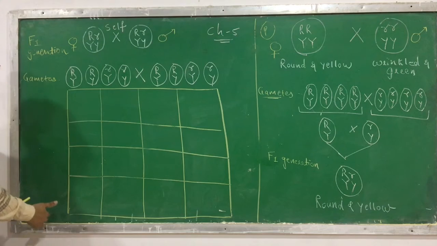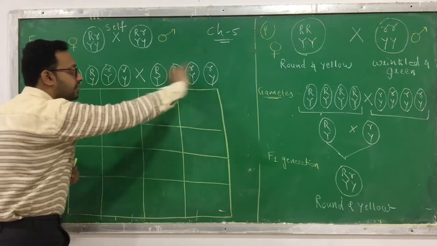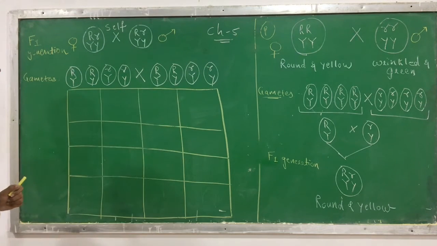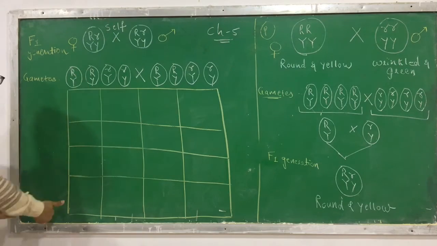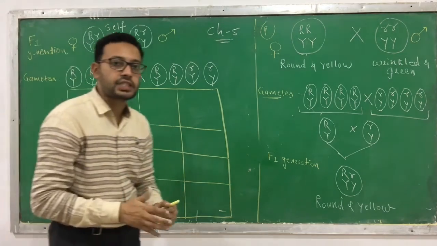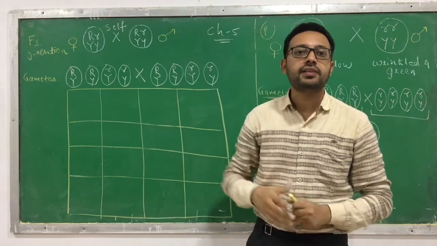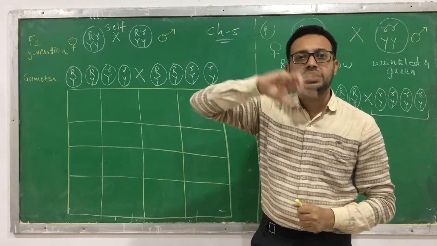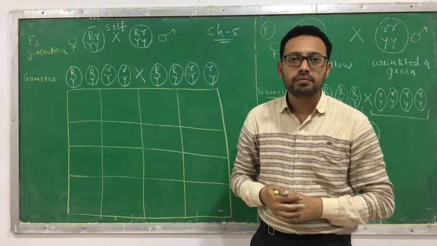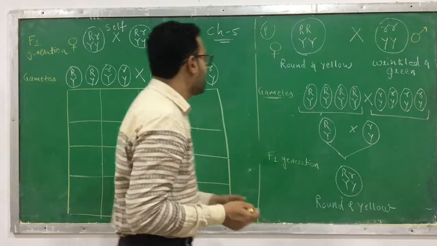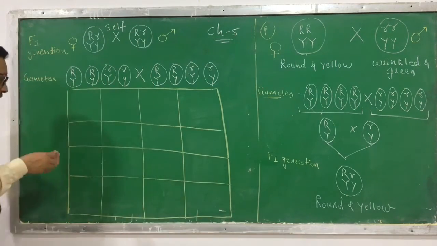On one side I will write the female gametes, on the other side I will write the male gametes. I am just transferring them to one side, because you know that in the Punnett square method, on one side we write the female gamete, on the other side we write the male gamete. You can also do it vice versa, the result will be the same. There is no difference.